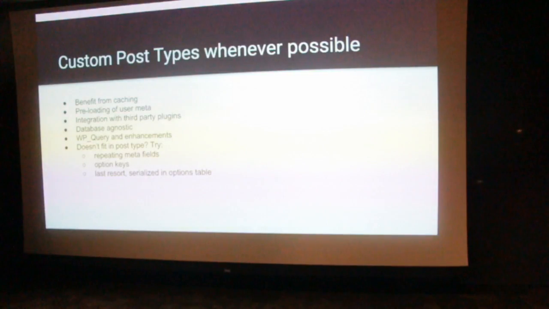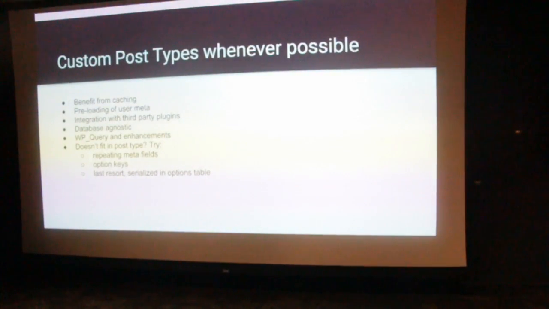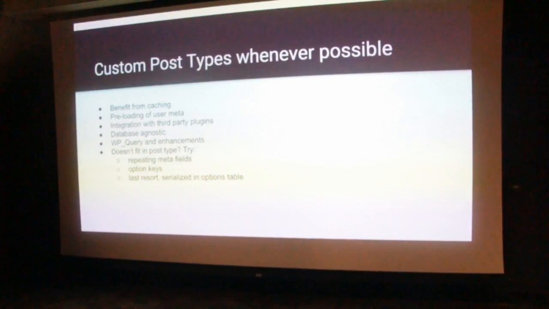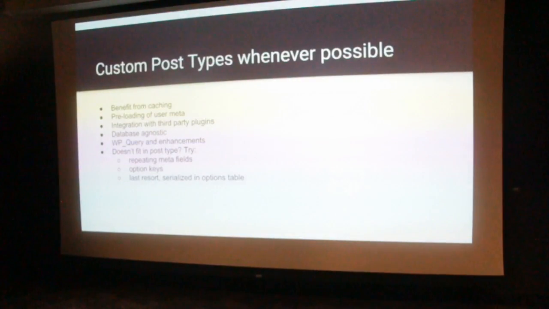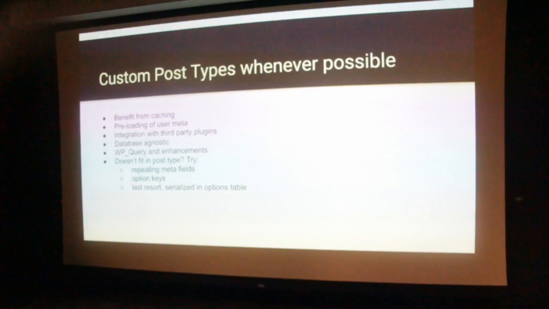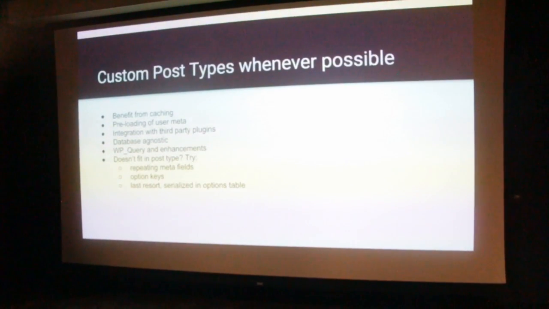The preloading of user meta, for example, or just meta in general, as I mentioned before, whenever you pull in an object from the database, it will pull in all the meta information for you, and it will cache all that within the object cache as well. So you don't get those benefits with custom tables. It's also database agnostic. You don't have to worry about whether you're hitting PostgreSQL, MySQL, whatever. That's all abstracted away from you.